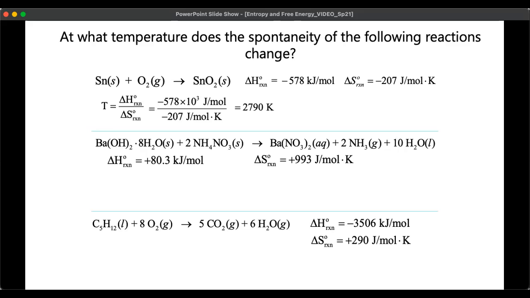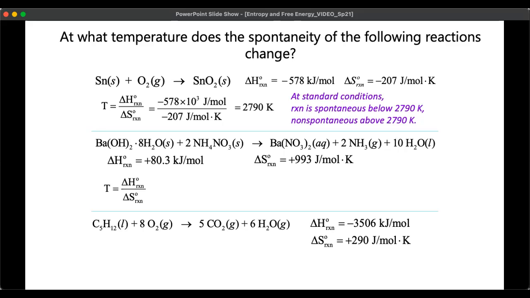So delta G is equal to delta H minus T delta S. One of the ways you can figure out if it's spontaneous or not above or below this temperature is you think about where it would be at 0 Kelvin, where the T delta S goes away. Since delta H here is negative, then it's going to be spontaneous at low temperatures. So in standard conditions, this reaction is spontaneous below 2,790 Kelvin and non-spontaneous above that.